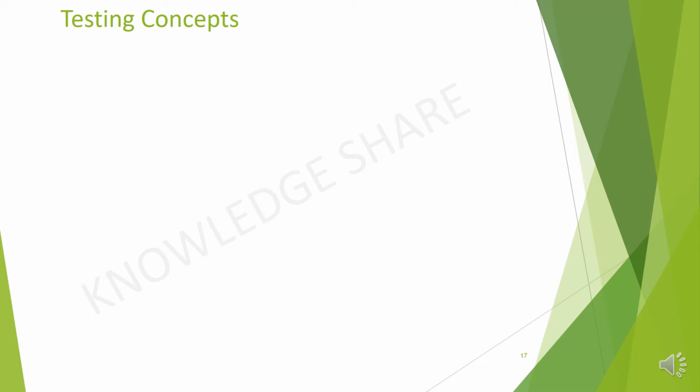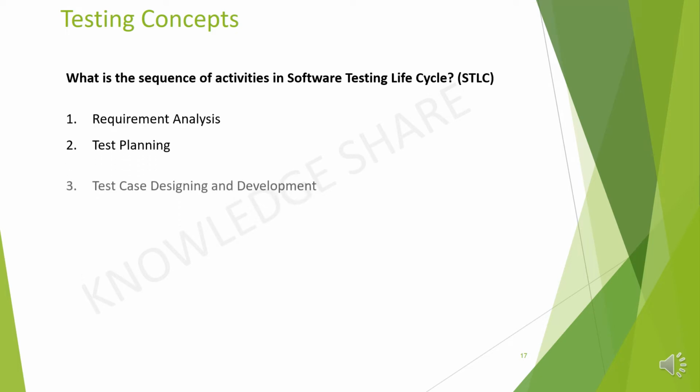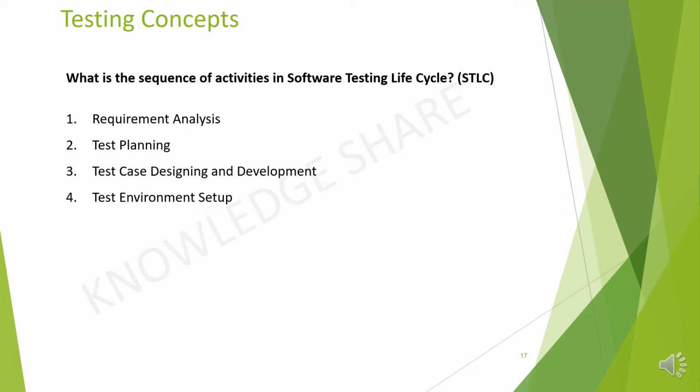Next question is the steps involved in software testing life cycle. 1. Requirement analysis. 2. Test planning. 3. Test case designing and development. 4. Test environment setup. 5. Test execution. And 6. Test closure.